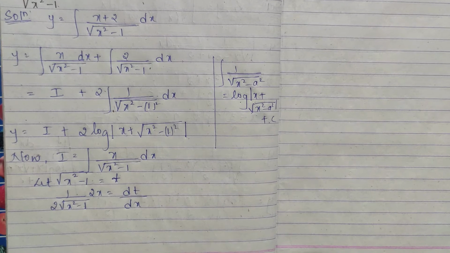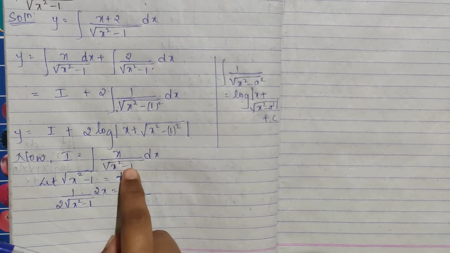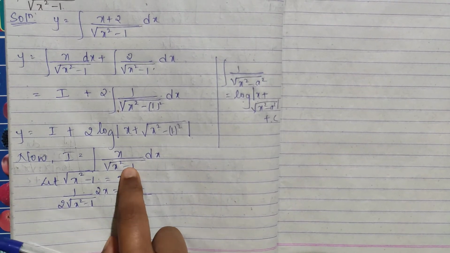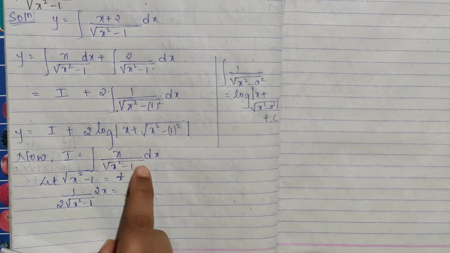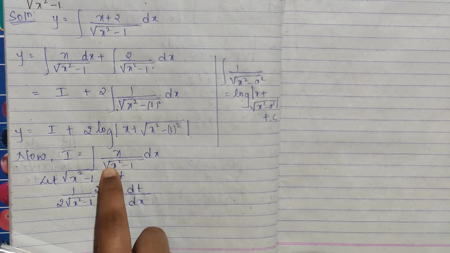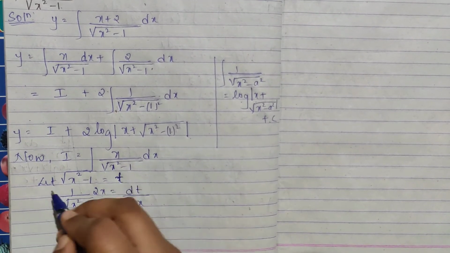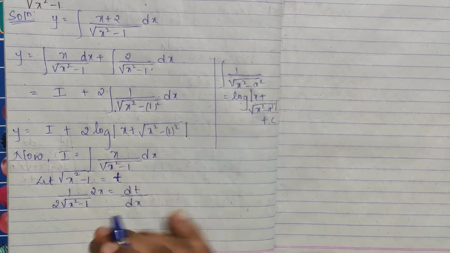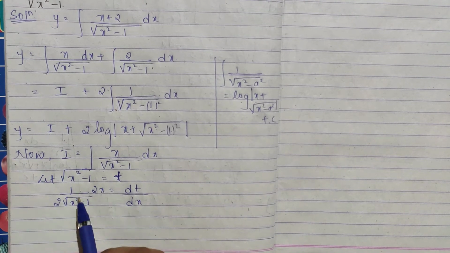So next, consider your I is what? Integration x by root of x square minus 1 dx. So here you can go for the substitution method, right, because the derivative of this you can get x. So go for the substitution method. Let root of x square minus 1 be taken directly as t. See, you can take the full root, or if you want you can take only the inside part. So differentiation of root x is 1 by 2 root x. X is what here? X square minus 1.